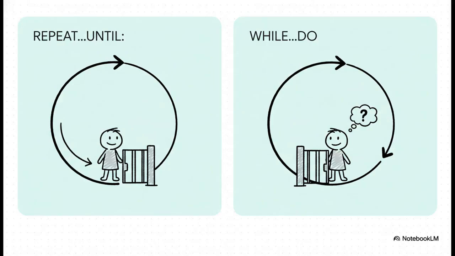All right, let's talk about loops, because this is where people get tripped up. Just remember this one key difference. A repeat until loop will always run at least one time, because it checks the condition at the end. A while loop, on the other hand, checks the condition right at the start. So if the condition is already false, that loop might never run at all. You have to ask yourself, does this action have to happen at least once? Your answer tells you which loop to use.